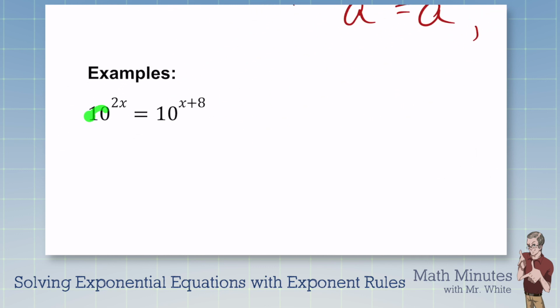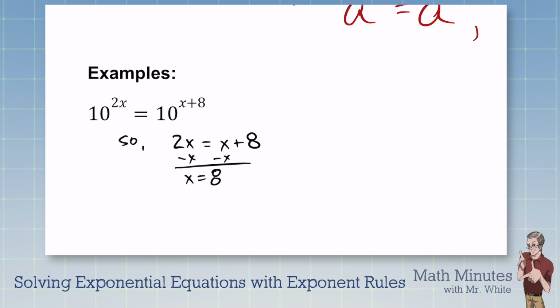You see how they're both tens? Well, we can just say 2x has to equal x plus 8, otherwise this won't work. I'm going to subtract x and I get x equals 8.